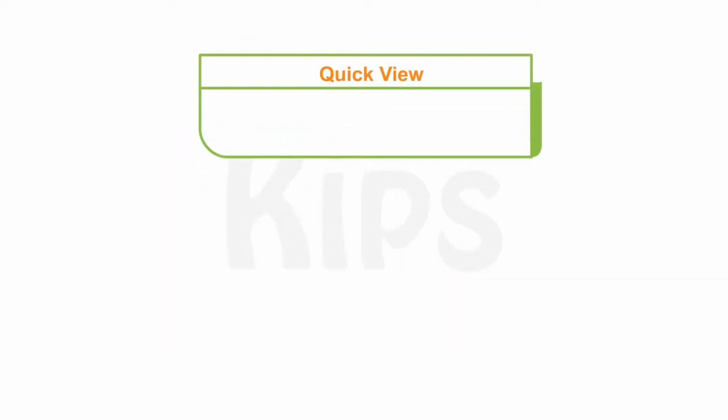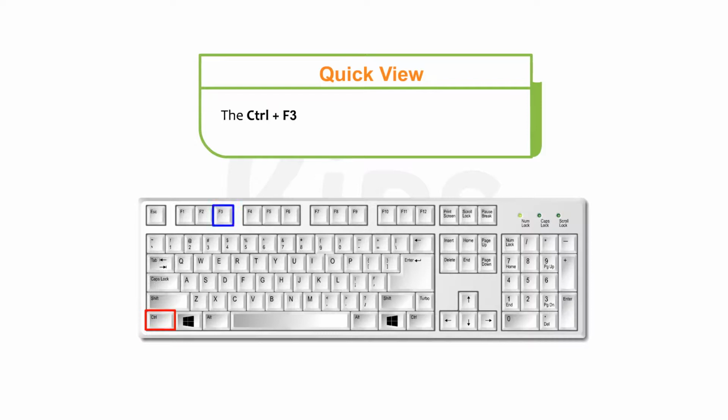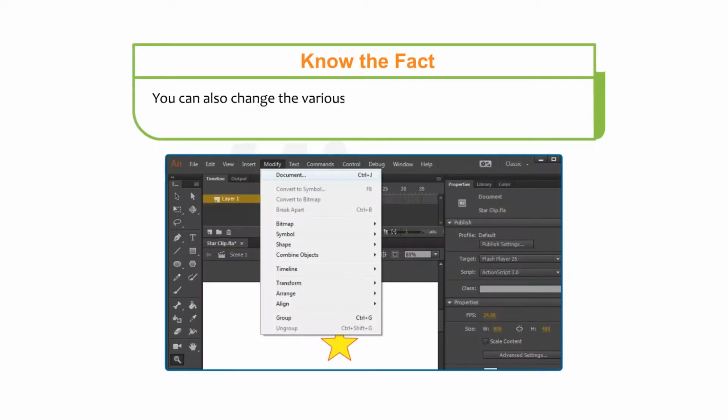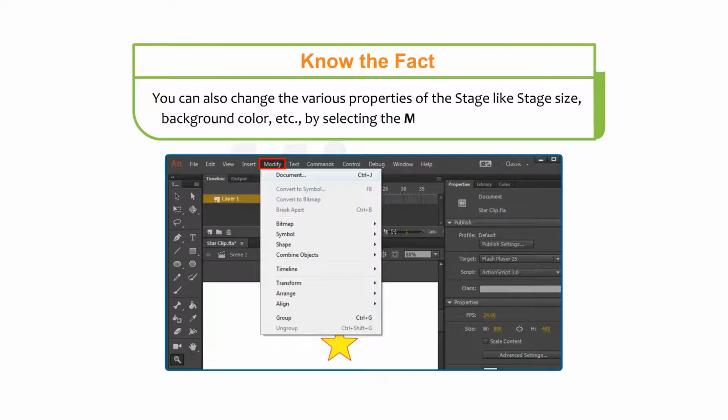Students, let's take a quick view. The Ctrl plus F3 shortcut key combination is used to enable the Properties panel. Students, let's know the fact. You can also change the various properties of the stage like stage size, background color, etc. by selecting the Modify, then go to Document option.